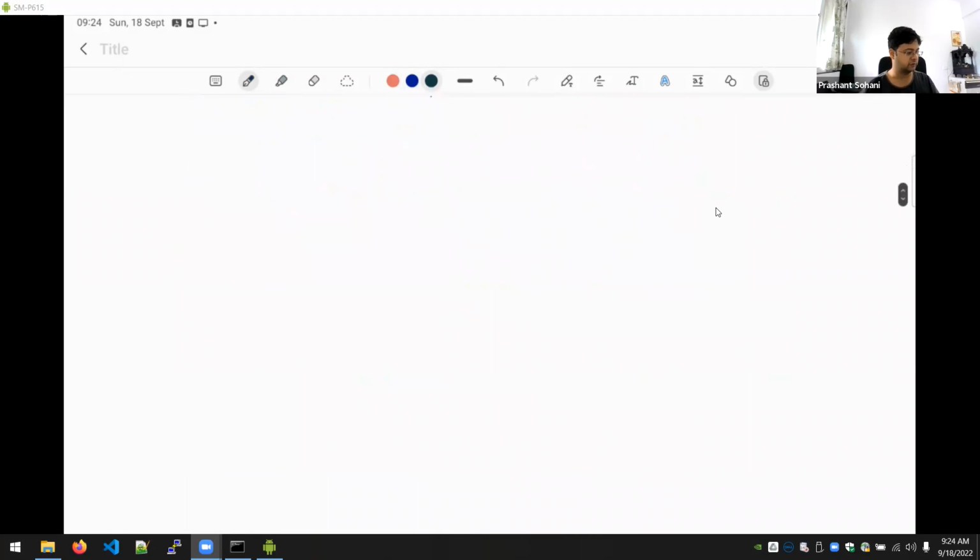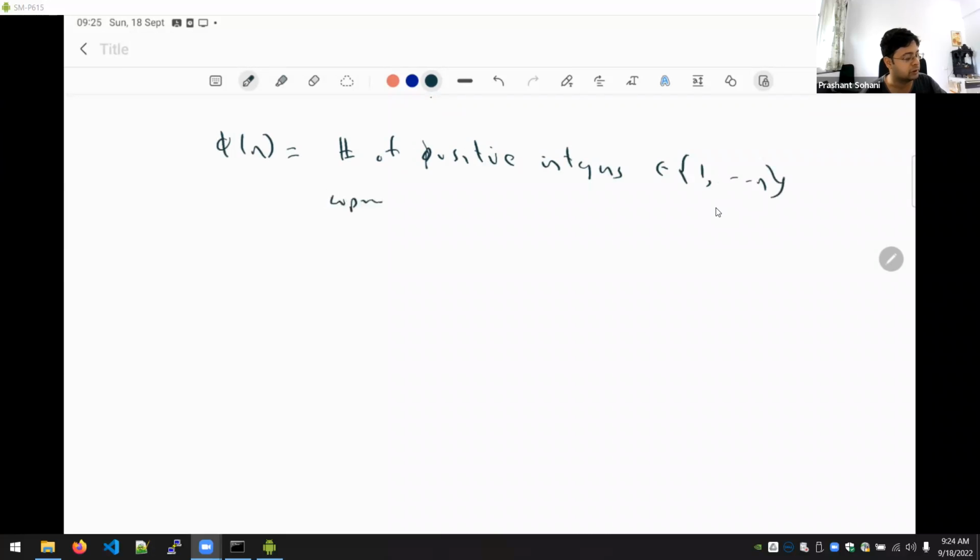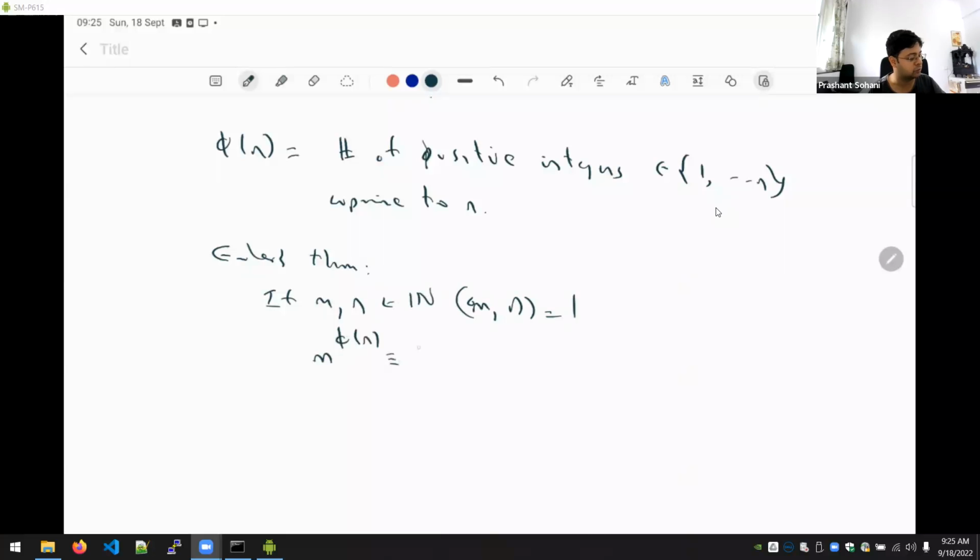Okay. So then coming to today's topic. Last time when we did Euler's theorem, we defined phi of n as the number of positive integers between 1 and n which are coprime to n, and we used this phi function to write Euler's theorem. Euler's theorem was that if you have two integers m and n whose GCD is 1, then m raised to phi of n is congruent to 1 mod n.